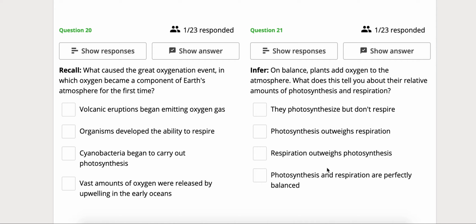That respiration outweighs photosynthesis, or that photosynthesis and respiration are perfectly balanced. If you choose this last response, that would mean the amount of oxygen in the air is equal to the amount of carbon dioxide. Now have a think about that, whether you think that is true or not, given what we know about our atmosphere and what we are able to currently breathe in.